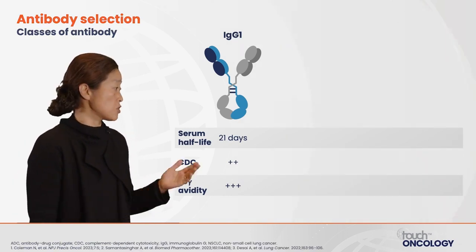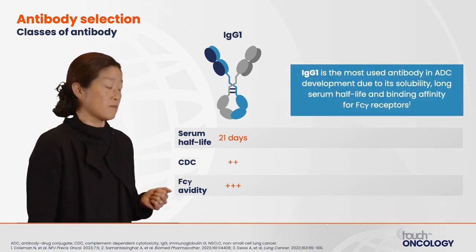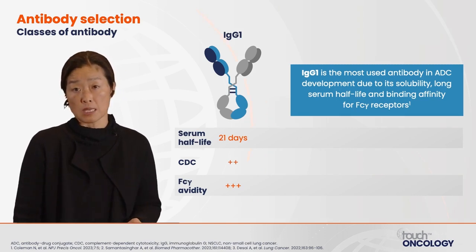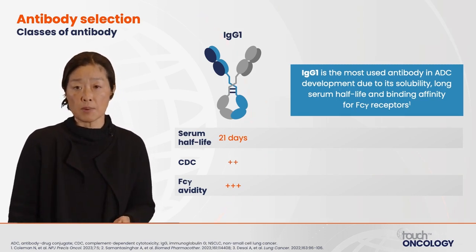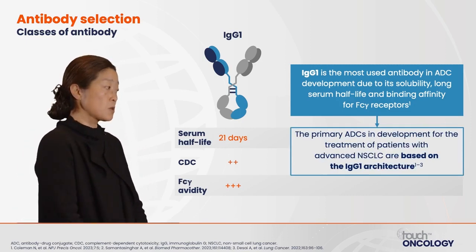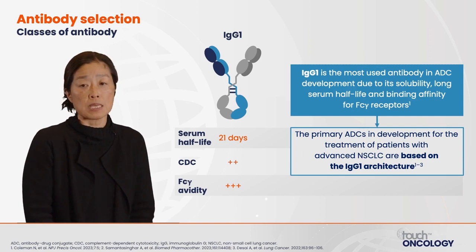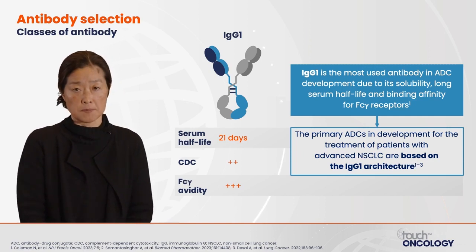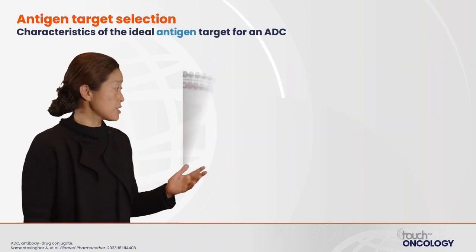In general, IgG1 is the most used antibody in ADC development. This is due to its solubility, the long serum half-life, and the binding affinity for Fc receptors. So the primary ADCs in development for the treatment of patients with advanced lung cancer are based on the IgG1 architecture. What about the antigen target?